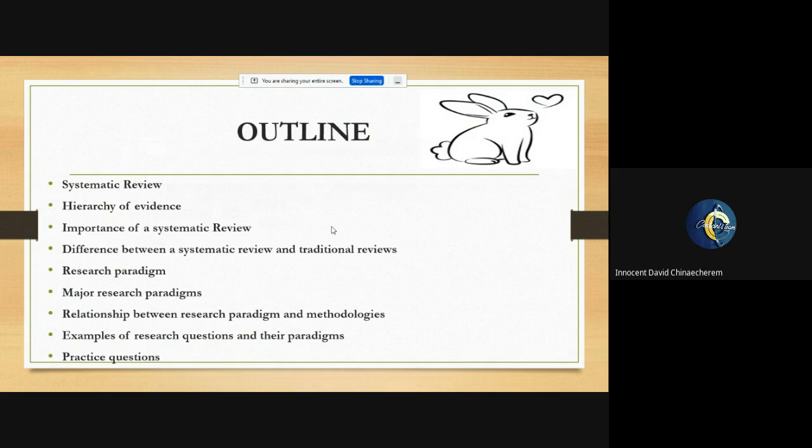Then we'll introduce what we call the research paradigm. Then we'll understand the major research paradigms, and the relationship between research paradigm and methodology. And then, we're going to get examples of diverse systematic review research questions and their paradigms, and also practice questions. So we are good to go.